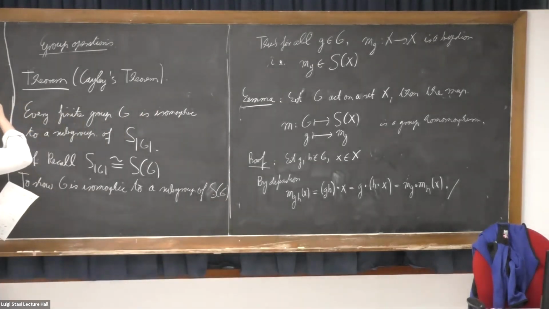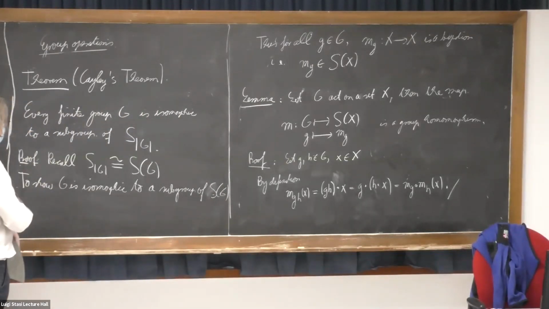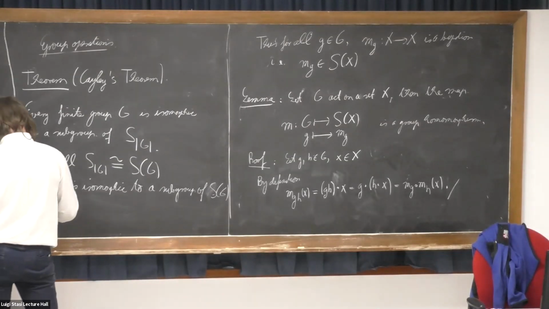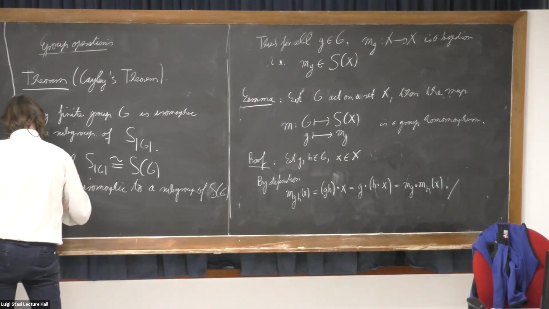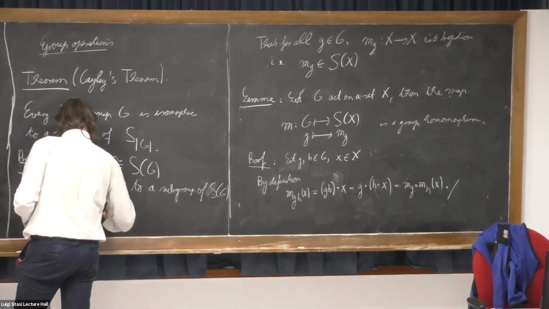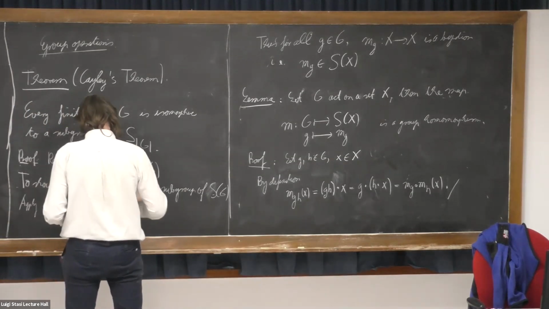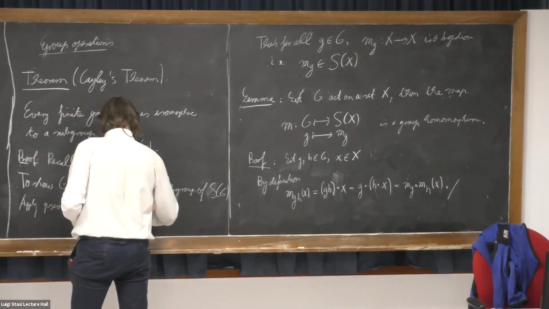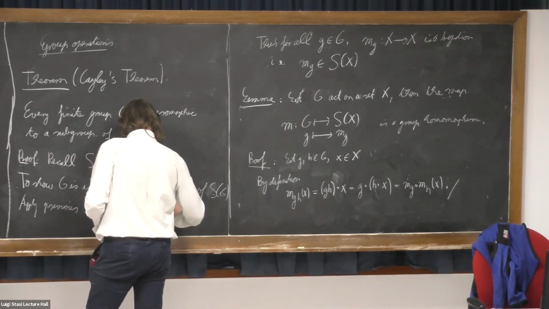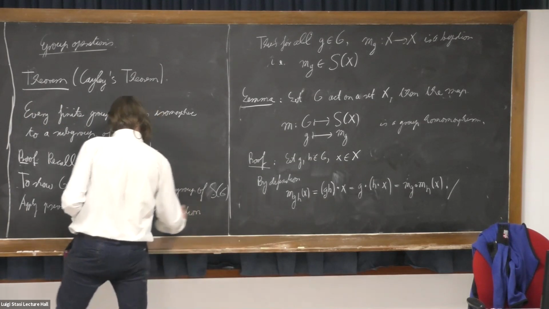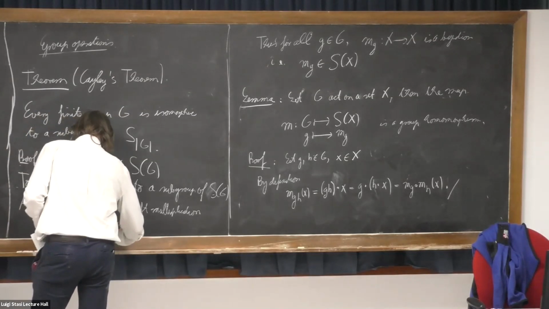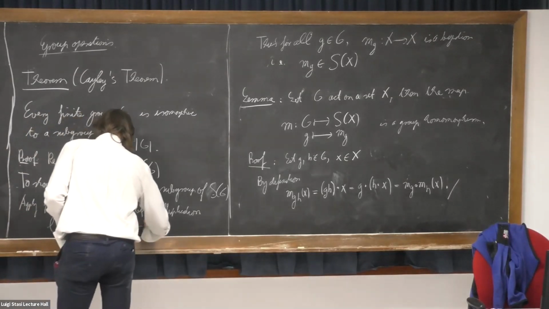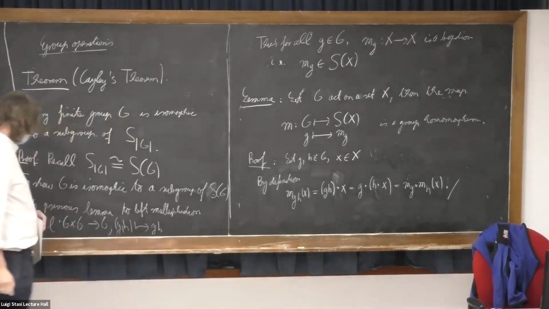And for this, we want to apply the previous lemma to the left action, the left multiplication action of G on G, from G times G to G, which sends (g, h) to the product in the group.